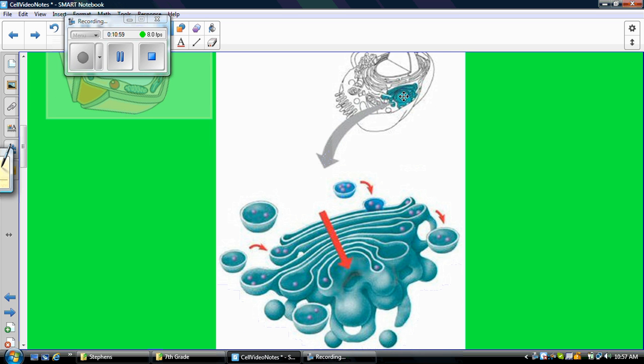Here's the nucleus, this is your Golgi body. You can see those little circles, those are the ribosomes. So that's what the Golgi body is doing. It's sorting and packaging. The little circle things represent the proteins. It's packaging and sorting the proteins.